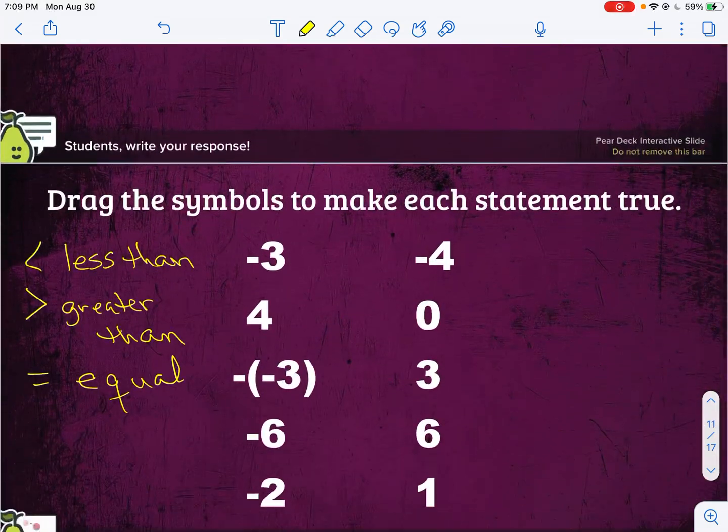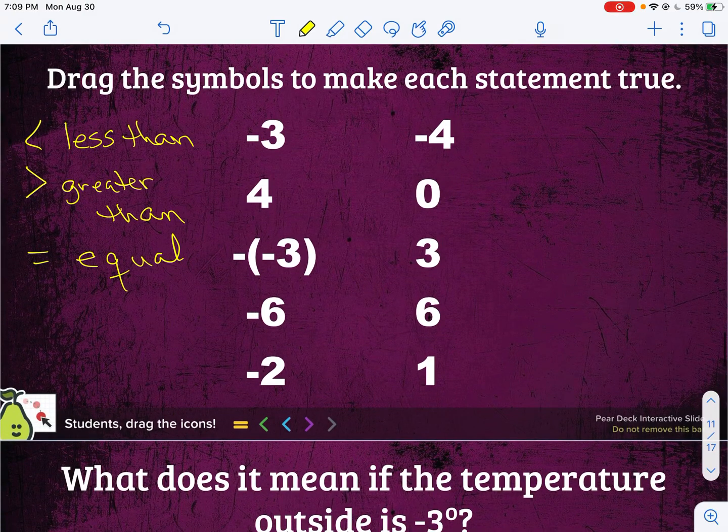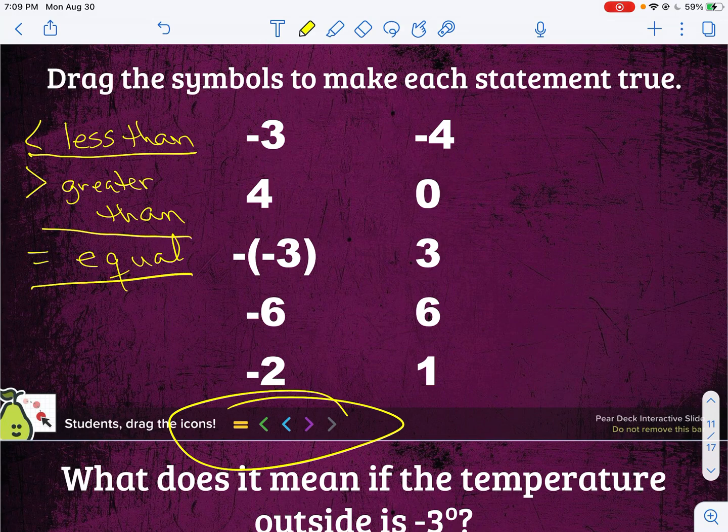Okay. So this next one says drag the symbols that are here down at the bottom to make each statement true. Remember that this is less than, greater than, and this is equal to. Okay, go ahead and try and do this. Talk to your friends. Do you have the same answers?